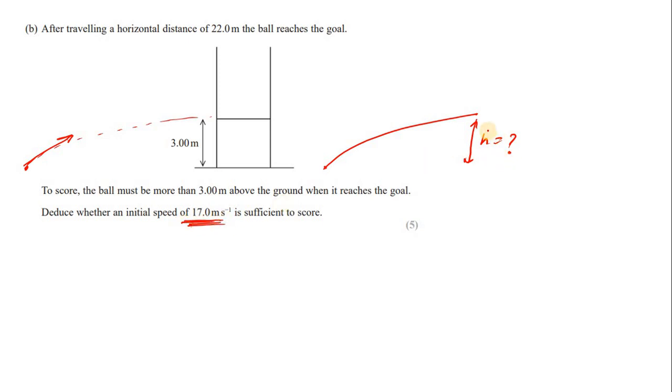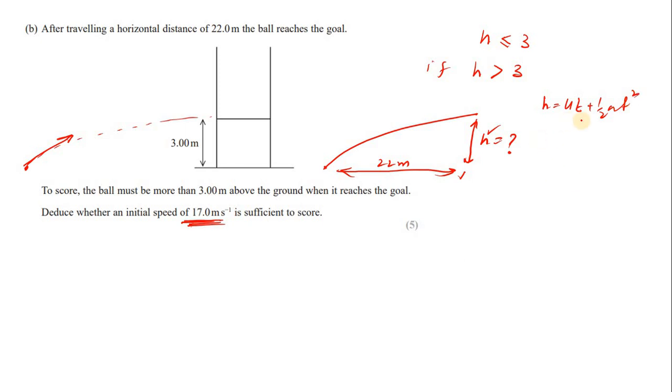And once you figure out this h value, remember, this is 22 meters away as per the given condition. If this h is equal to or less than 3, then of course there will be no goal. But if this h is greater than 3, then there will be a score, or a goal. That's what we need to do. So of course, if we need to find the vertical height, we can use h is equal to ut plus half at squared.